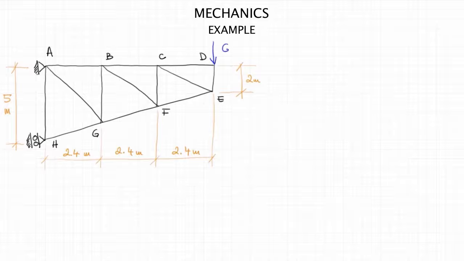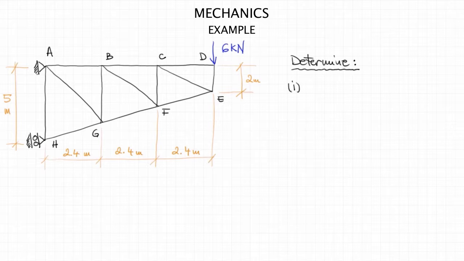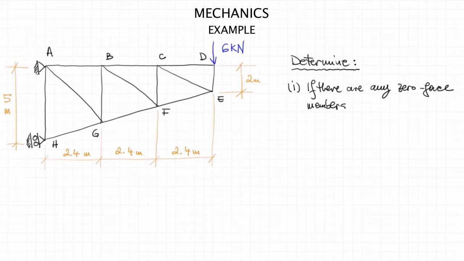And this truss has one single force having a magnitude of 6 kilonewtons oriented vertically and downwards, acting at joint D. We are asked to determine the following. Firstly, whether in this truss there are any zero force members for this specific loading configuration.